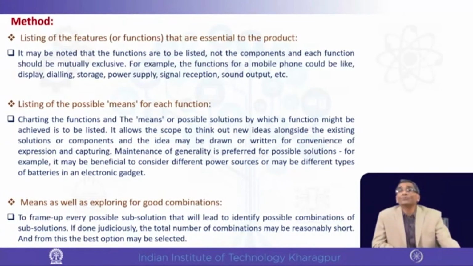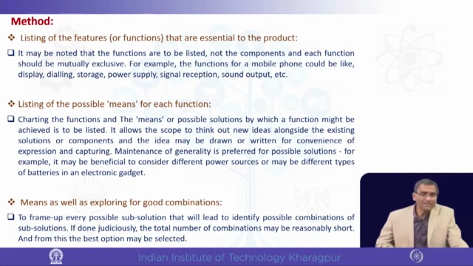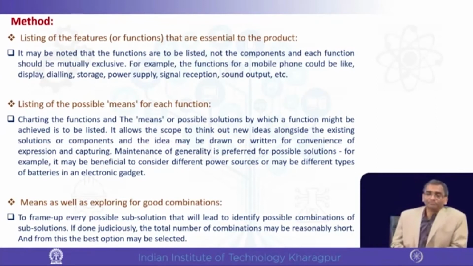So, now I will just go into the method, then I will go to the charts. The method is rather simple. The method says: list the features or functions that are essential to the product, as I was just telling you. So, basically, the functions are to be listed. For example, the functions of a mobile phone would be display, storage, power supply, signal reception, sound output, etc.